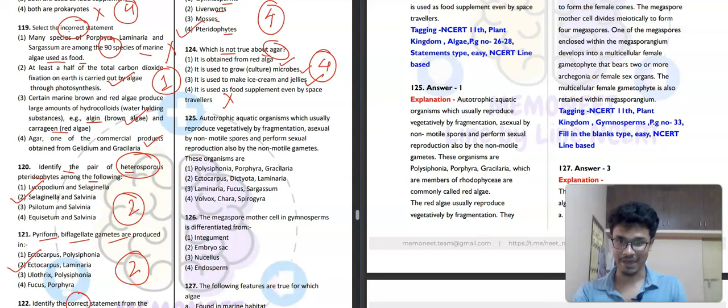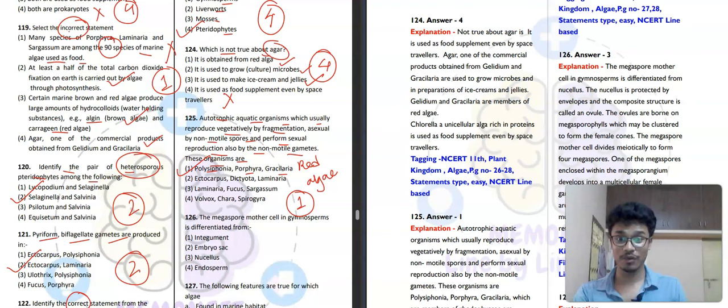Okay, so the question is saying: autotrophic aquatic organisms which usually reproduce vegetatively by fragmentation, asexually by non-motile spores, and perform sexual reproduction also by non-motile gametes. These organisms are, you can see, red algae. Red algae means a member of Rhodophyceae, which are Polysiphonia, Porphyra and Gracilaria. So here the first option will be our correct answer for this question. Moving towards the next question, 126.